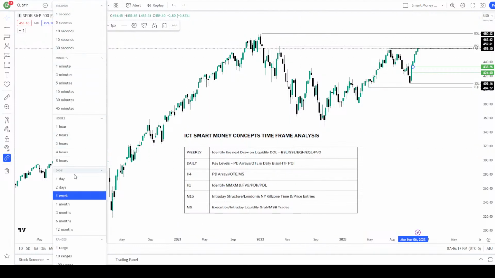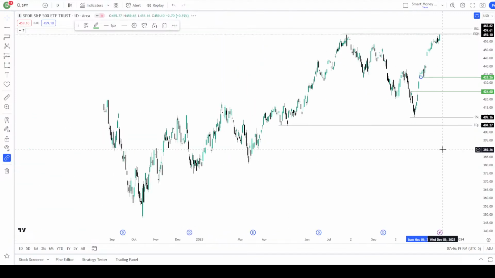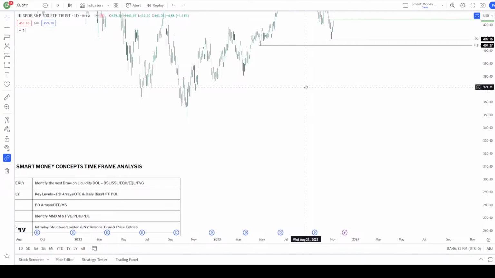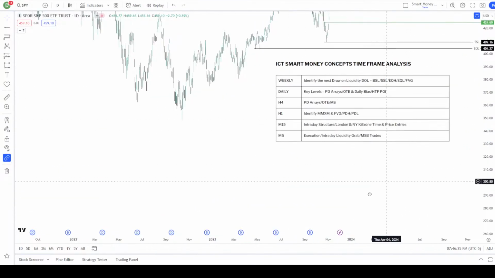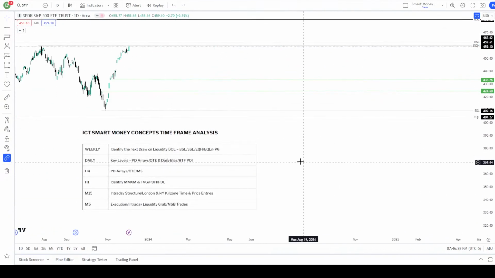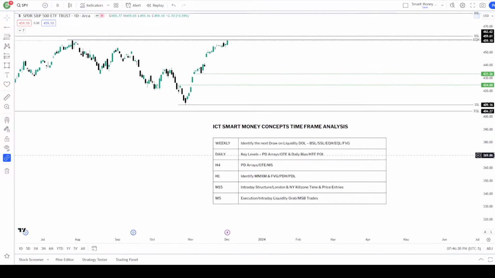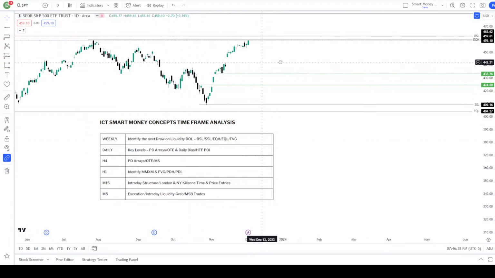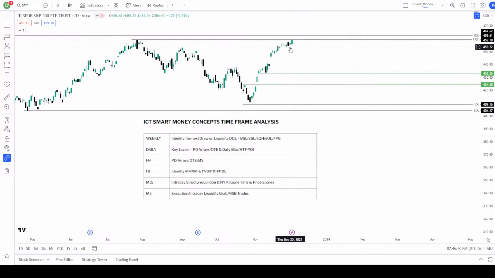Let's drop down into the daily time frame. Okay, let's grab our little guy right there and start to take a look at daily. Okay, on daily, we're looking for premium discount arrays, optimal trade entry, developing a daily bias, and then high time frame points of interest. Okay, so our daily bias, I can already tell we traded above the high or the low of the previous day candle.